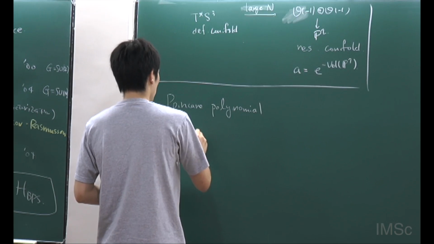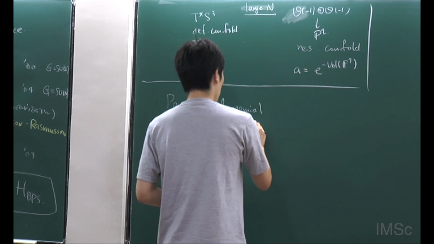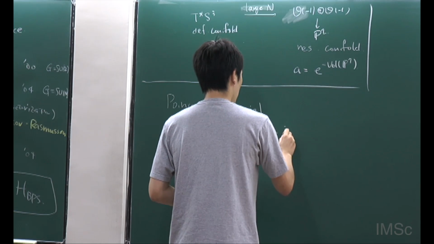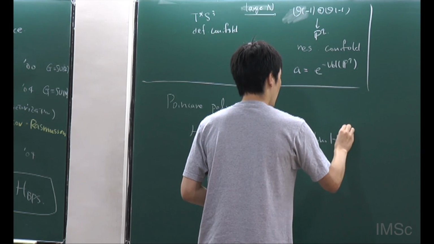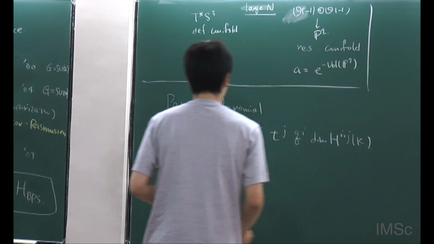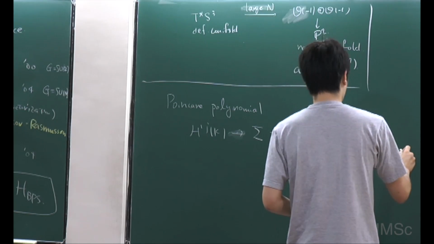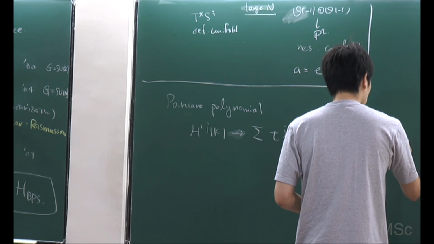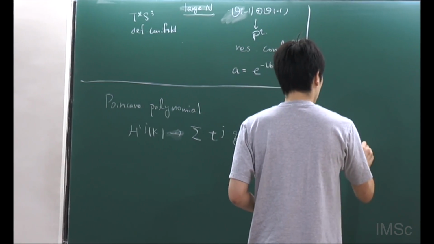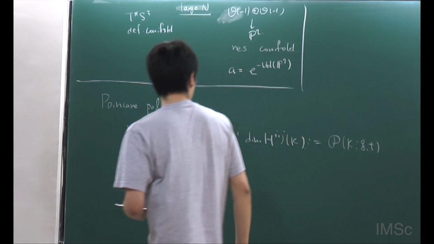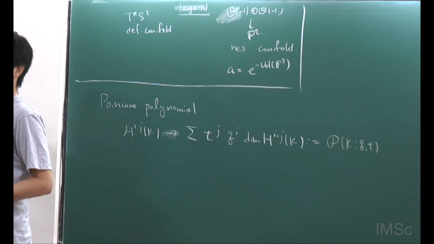From i, j, one can construct the sum of t^j q^i times the dimension of H_ijk. This is called the Poincare polynomial. I will write it as P of K, q, t. And when you take the t equal to -1 limit, it reduces to just the quantum invariant.